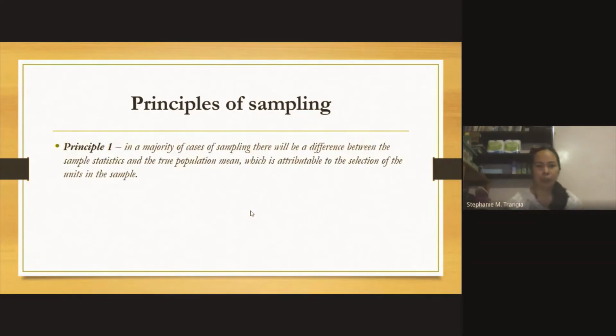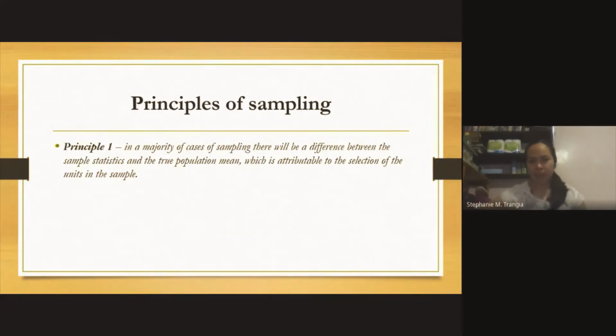So, principle number one: in the majority of cases, there will be a difference between the sample statistics and the true population mean, which is attributable to the selection of the units in the sample. So the sample statistic, like the sample mean, always differs from the true population mean. For example, the true population mean is 5. Group A's sample statistic is 4.6. If group B used randomization, their sample mean would differ, say 4.2. They will differ.